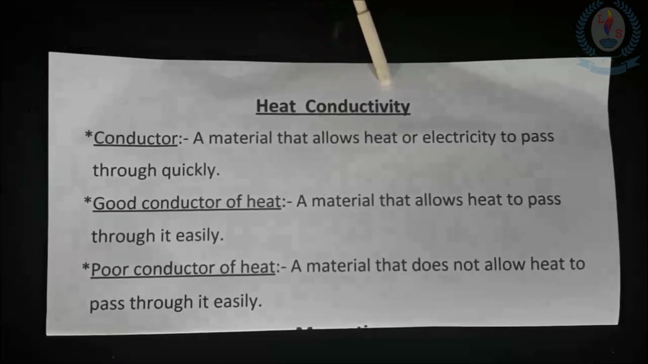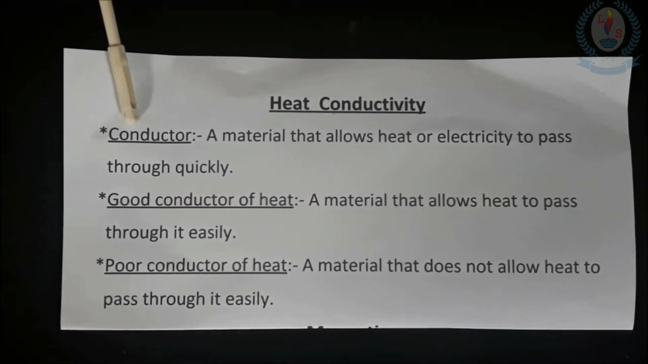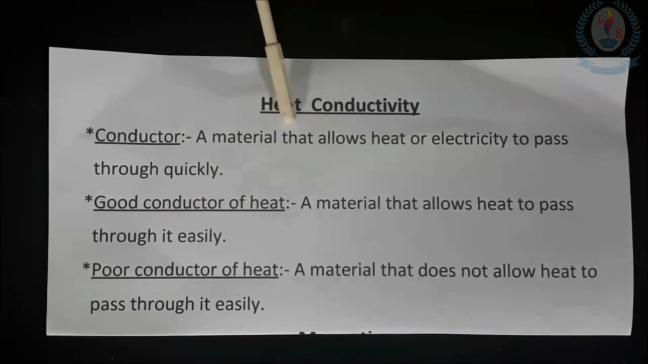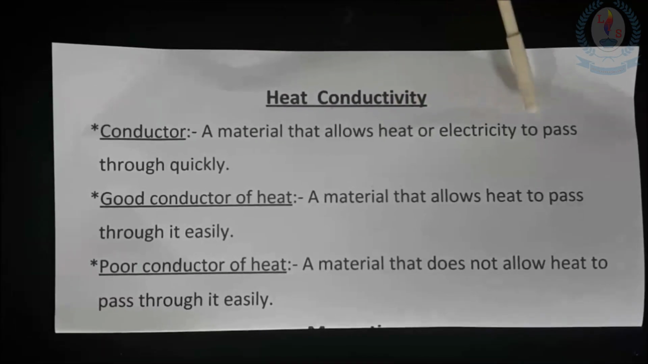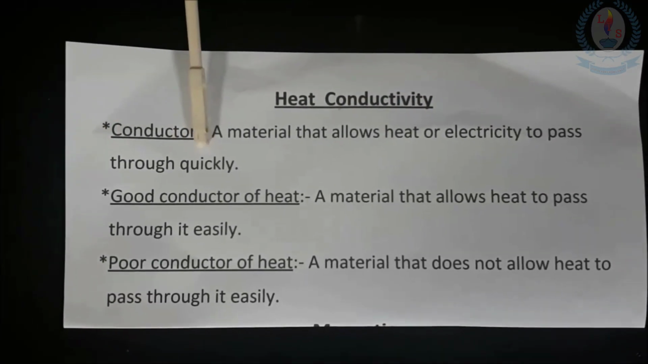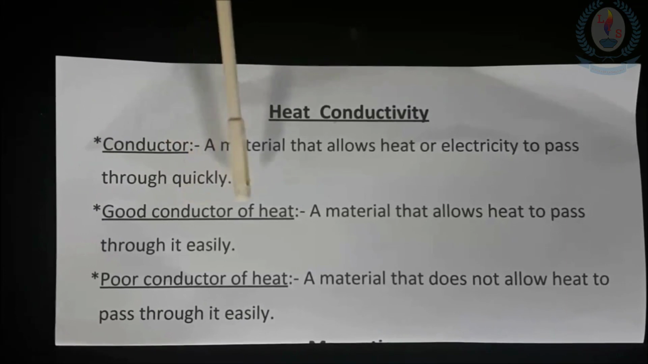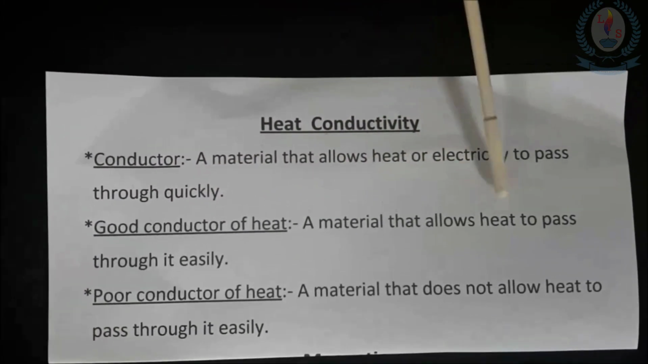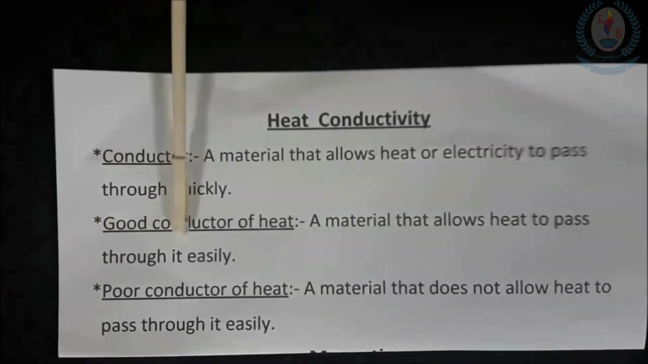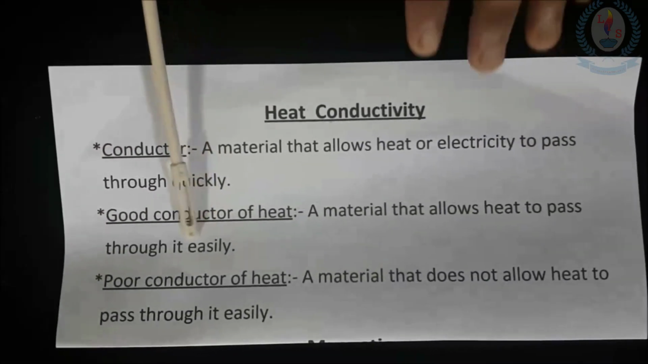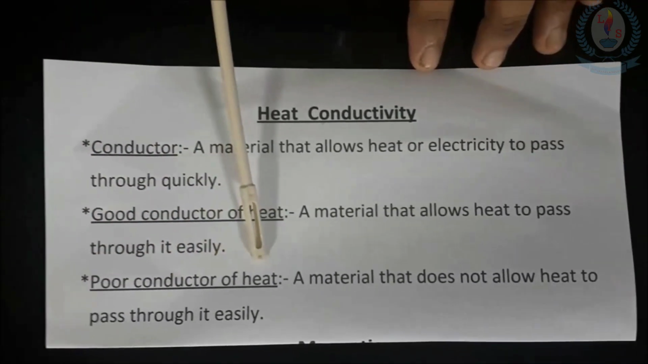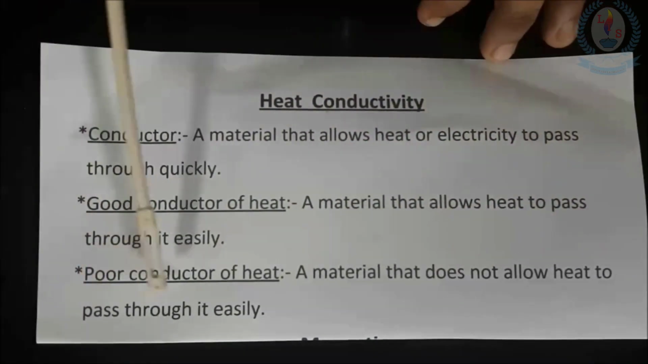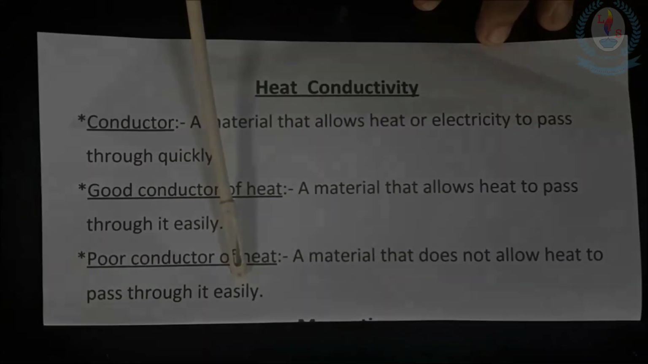Heat conductivity. What do you mean by the following words? Conductor. A material that allows heat or electricity to pass through quickly. Good conductor of heat. A material that allows heat to pass through it easily. Poor conductor of heat. A material that does not allow heat to pass through it easily.